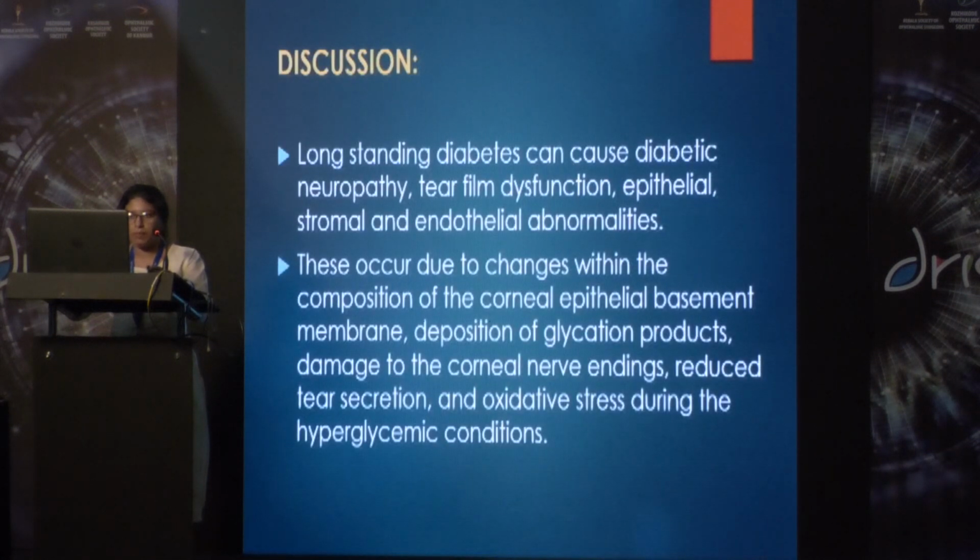Long-standing diabetes can cause diabetic neuropathy, tear film dysfunction, and epithelial, stromal, and endothelial abnormalities. And these occur due to changes within the composition of the corneal epithelial basement membrane, deposition of glycation end products, damage to the corneal nerve endings, reduced tear secretion, and oxidative stress during hyperglycemic conditions.